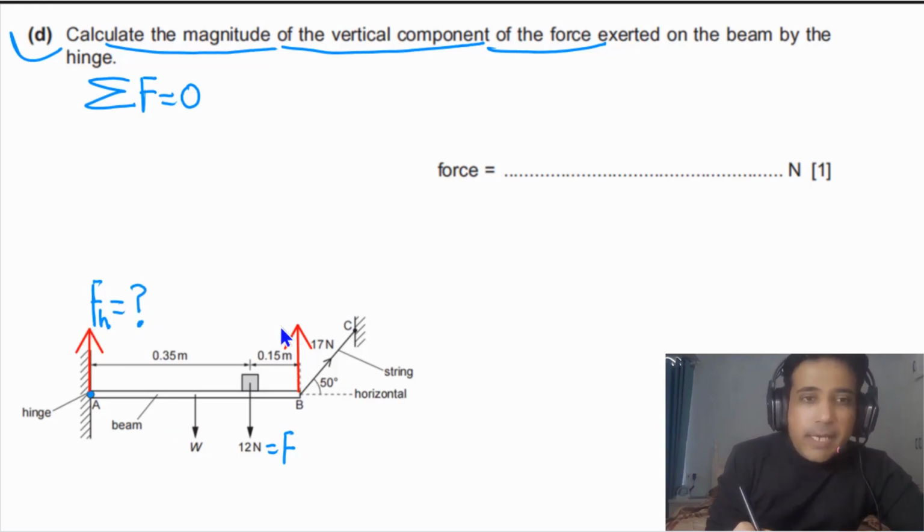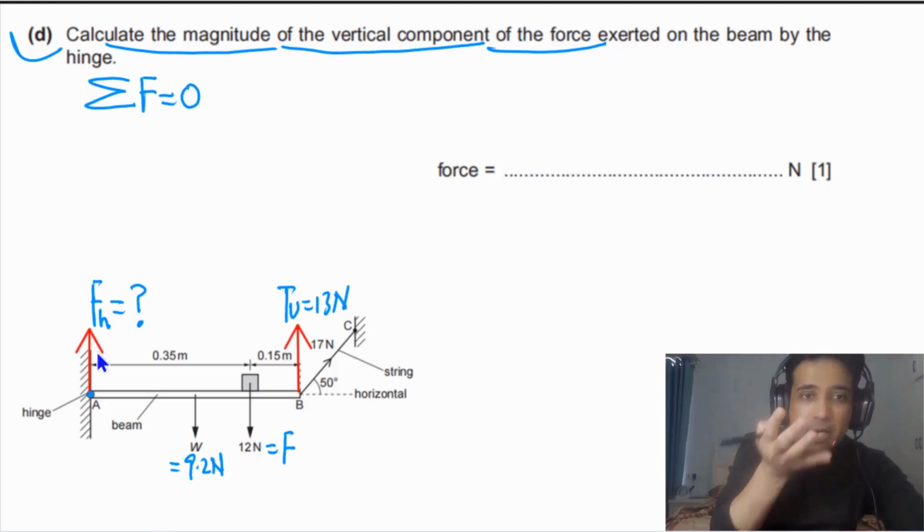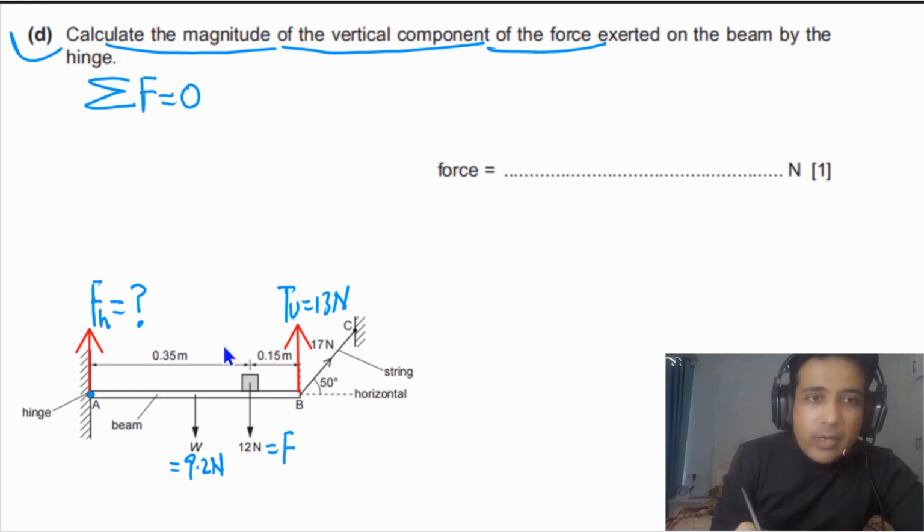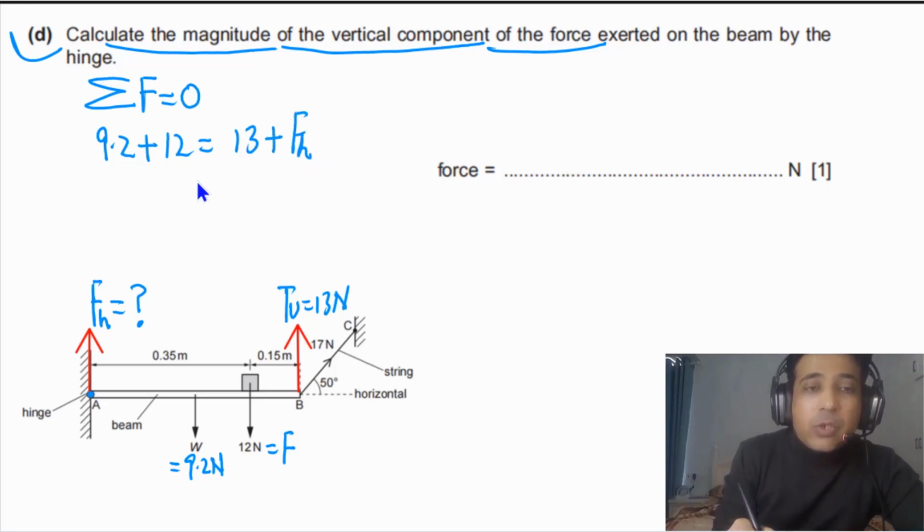In this case we have the vertical component of tension that is equal to 13 newtons, and we have weight that is equal to 9.2 newtons. These 2 forces are acting vertically downwards and these 2 forces are acting vertically upwards. So the sum of upward forces has to be equal to the sum of downward forces. So simply we can say 9.2, the weight, plus 12 newtons has to be equal to 13 plus the force from the hinge on the beam.